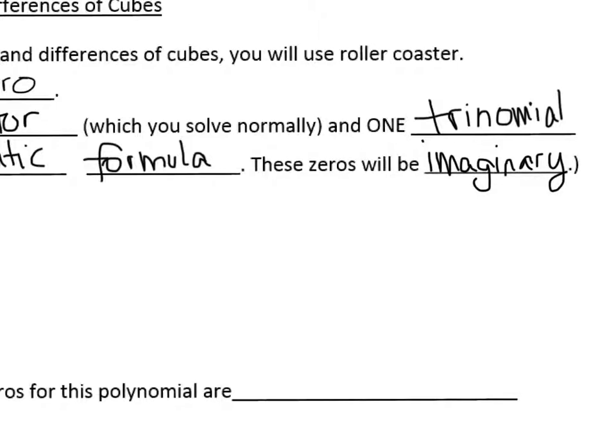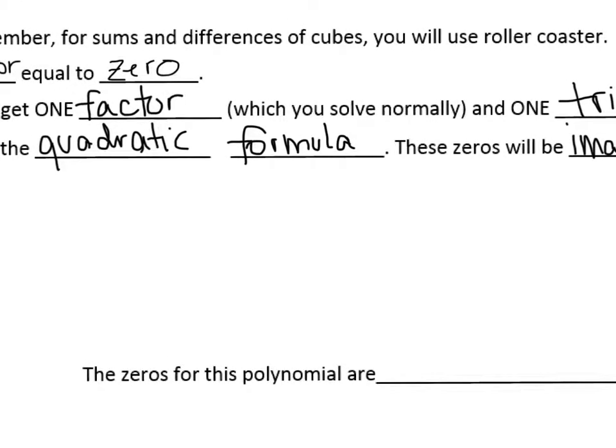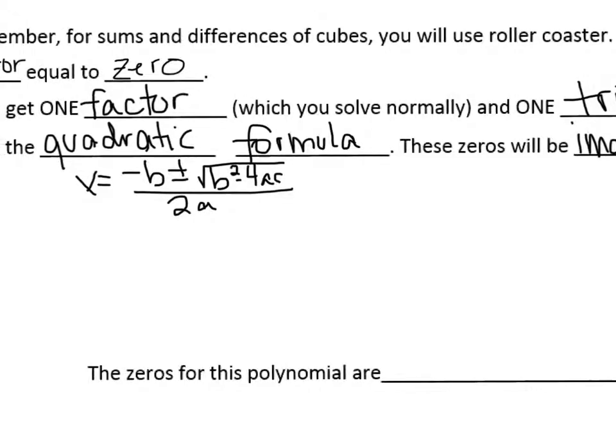Now if you forgot what the quadratic formula is, remember we did the song and the story that dealt with it. It's x equals negative b plus or minus the square root of b squared minus 4ac all over 2a. Okay. Now, let's look at our first problem.